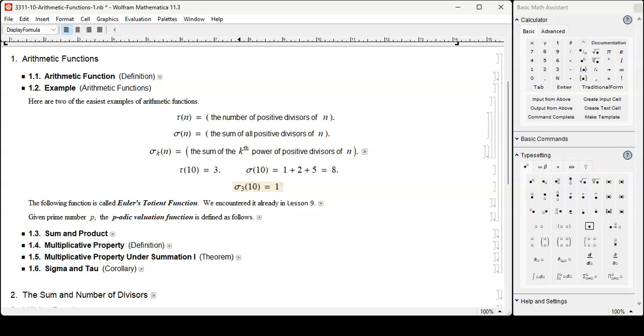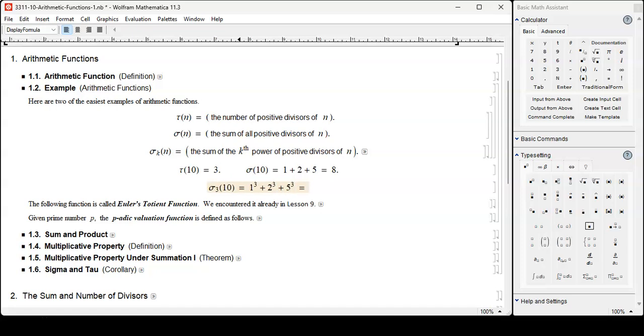1 divides 10, but third power. 2 divides 10, but third power. 5 to the third power. So what do you have? 1 plus 8 plus 125. That's 133, 134. You can calculate like this.